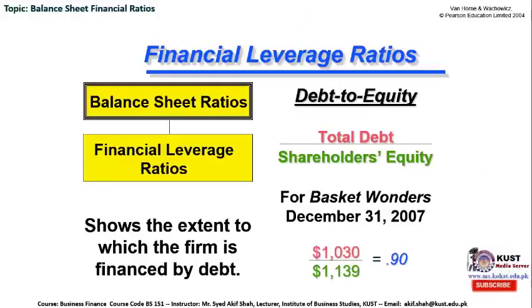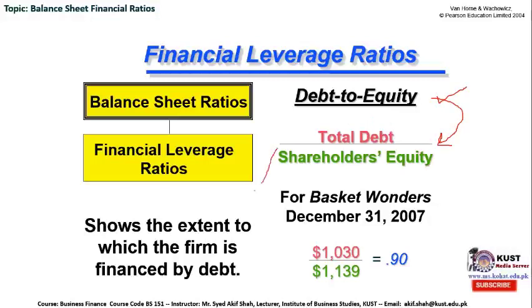Let's move ahead towards another important financial leverage ratio. For this financial leverage ratio, once again, the data will be obtained from the same balance sheet. This ratio is known as the debt to equity ratio. The formula to calculate the debt to equity ratio is to divide the total debt of the company in that particular year by the total amount of shareholders' equity.